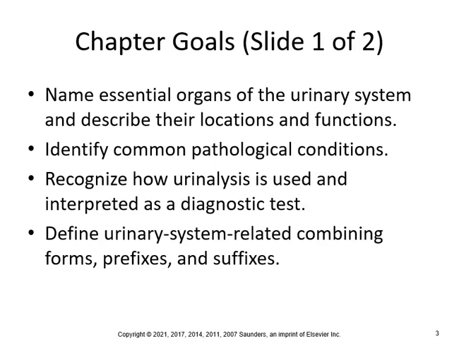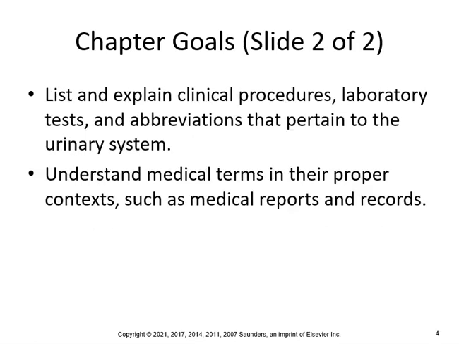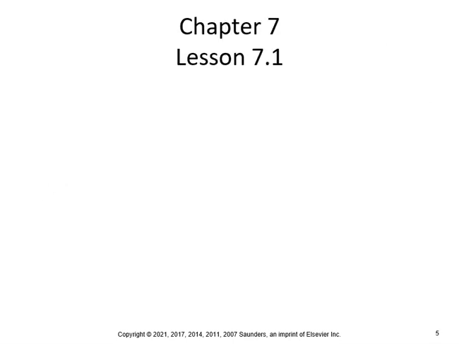I must stress that I'm not really interested in whether you know the physiology of how urine is made or some of the conditions, but you do need to know a little bit of the background, a little anatomy, just so that you understand the words. So list and explain clinical procedures, laboratory tests, and abbreviations that pertain to the urinary system.